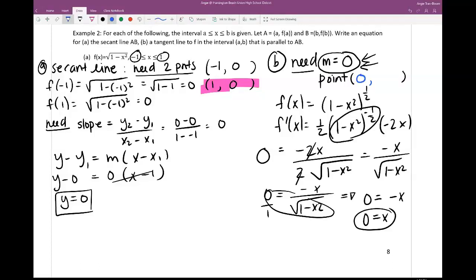Now I need the point. So what I do now is plug in f of 0 to see where the output is, and that would be my x, y point.